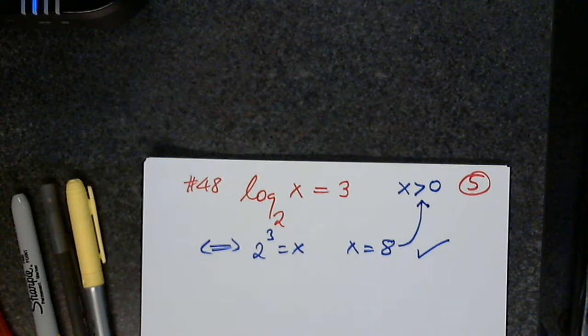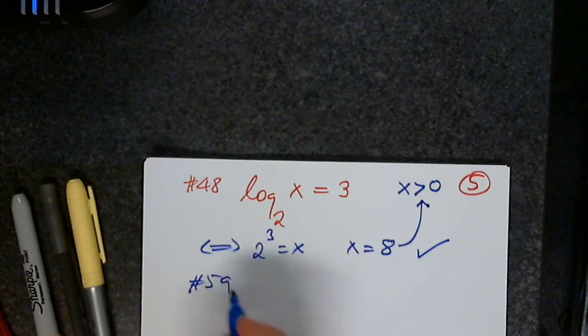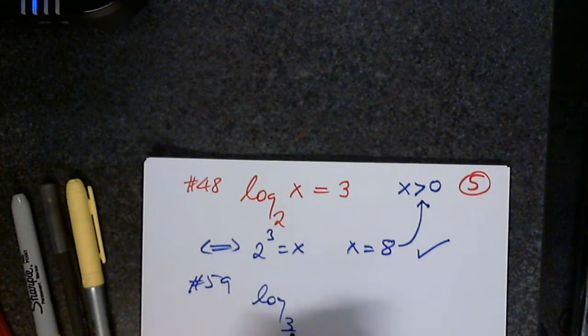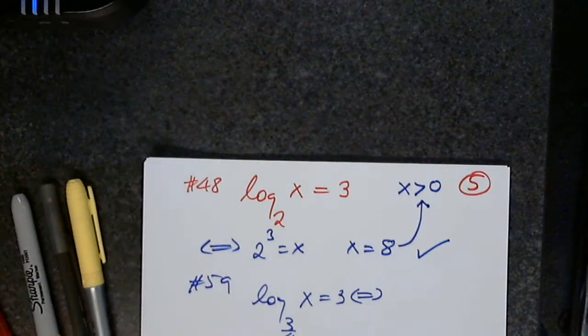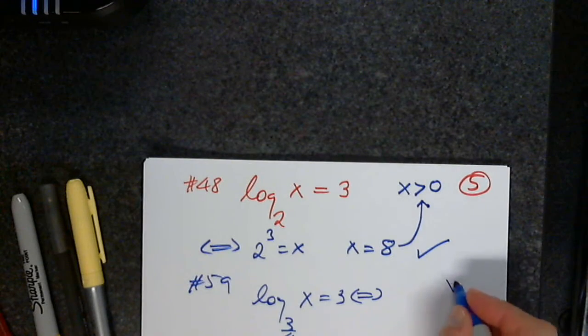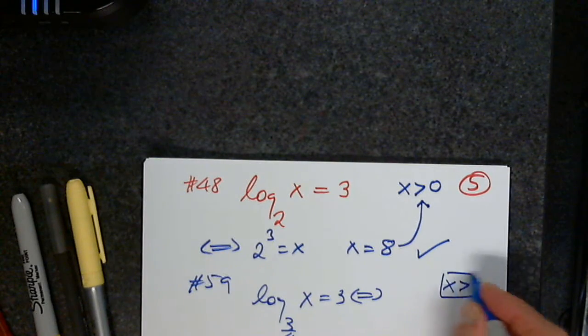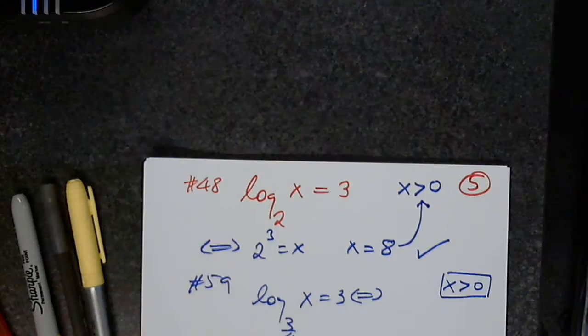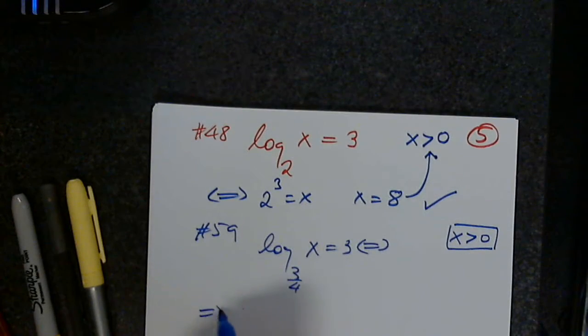Let's say problem 59. Log base 3/4 of x is 3. Again, this is a log equation. I have to write a little note to myself: make sure that what you get is positive. And now I can change it into an exponential equation.